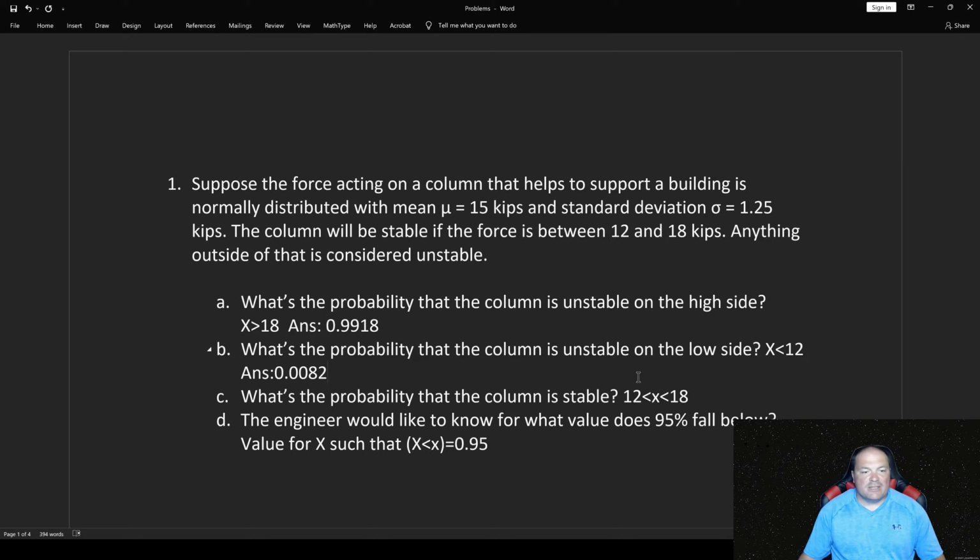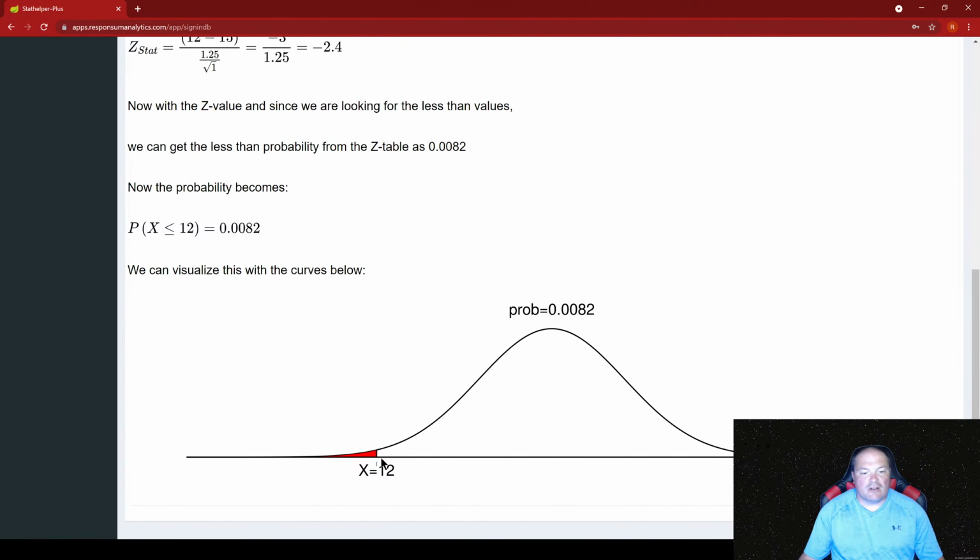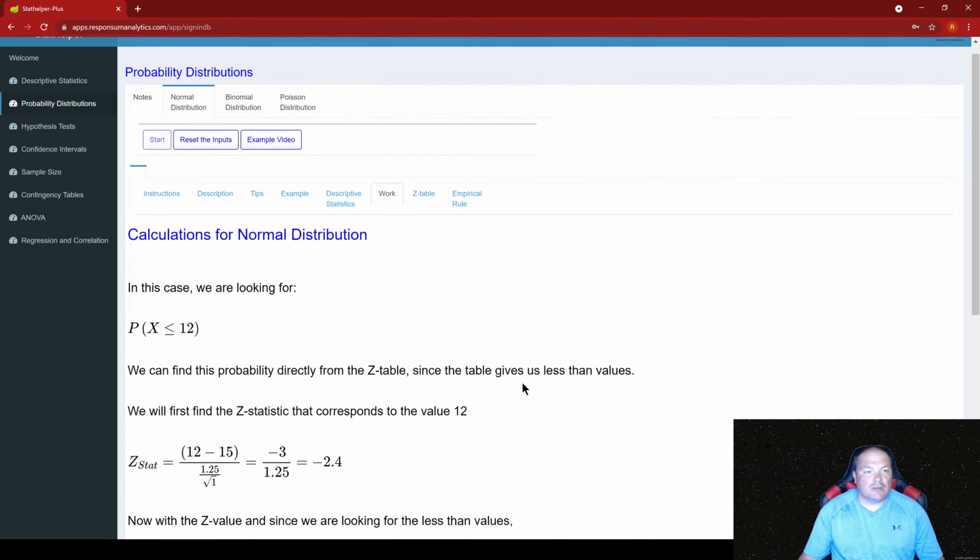Pretty straightforward, same essentially as what we did for part A, except we basically said now we're looking for less than 12, right? If we look at that, here's 12, we're getting less than that. Remember, the previous question gave us 18 over here in this situation. One was unstable on the high side, one was unstable on the low side.